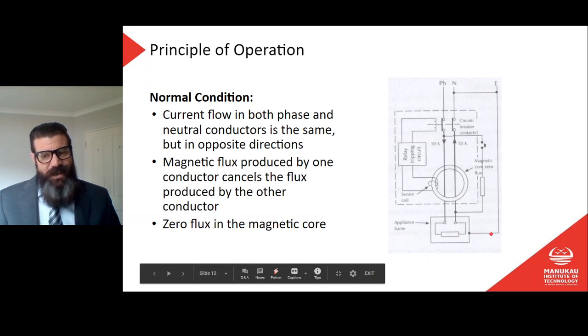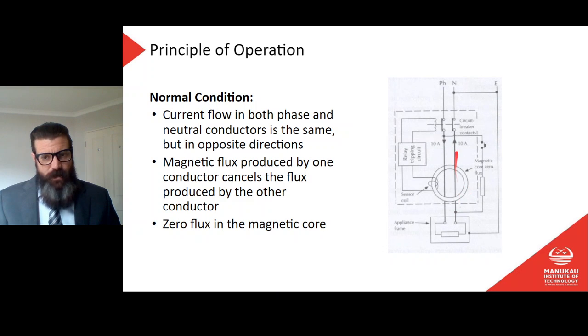If I have any current flowing through that earth bus bar, then I'm going to have a weaker magnetic field on my neutral and a stronger one on the phase, which means I'll have some magnetic field produced in this core and therefore a voltage produced in that coil. That voltage goes to the tripping device and that opens the circuit.